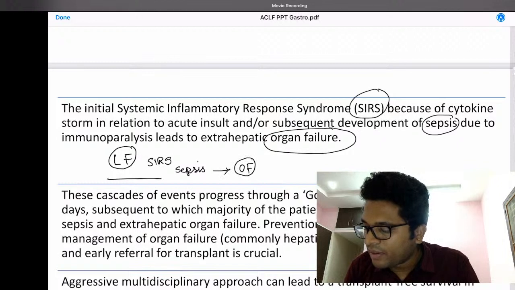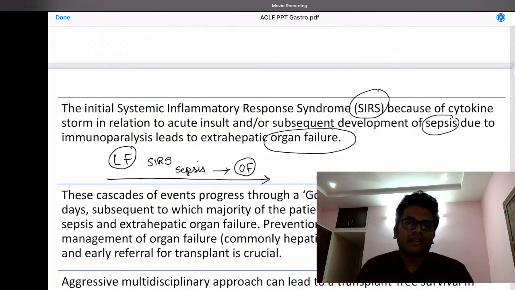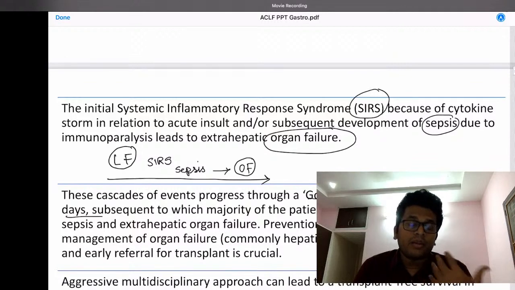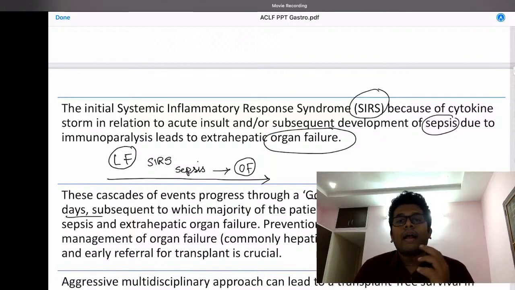So if we briefly remember this as the natural history of ACLF, we would be quite clearer. Now, this cascade of events progresses through a golden window period of around 7 days, subsequent to which the majority of patients develop complications like sepsis or extrahepatic organ failure. So in this initial phase, when we pick up at the early days, we should be able to prevent sepsis, support the organ and manage the organ failures. And also in this golden window period, we should be able to refer for a transplant setting. Now at this stage, a multidisciplinary approach is important for a significant transplant-free survival.